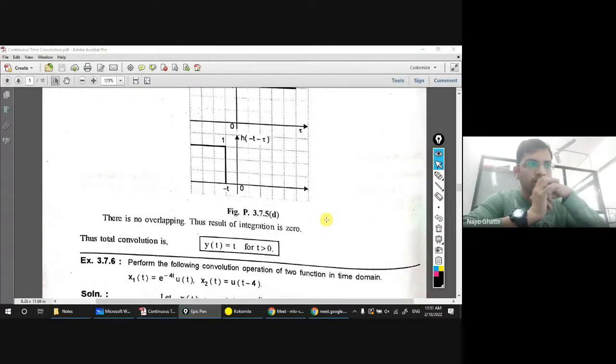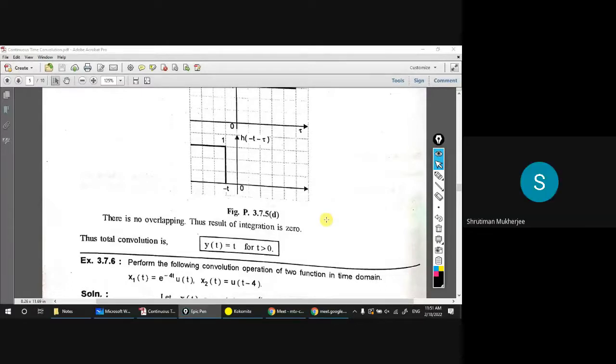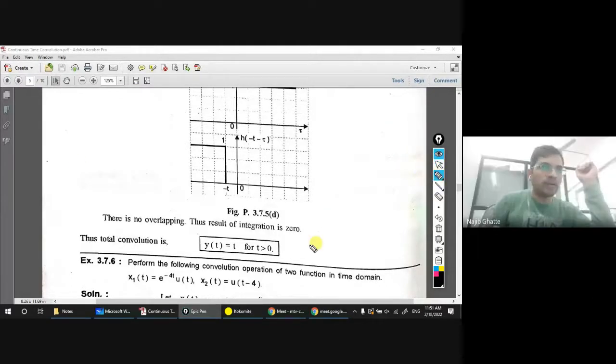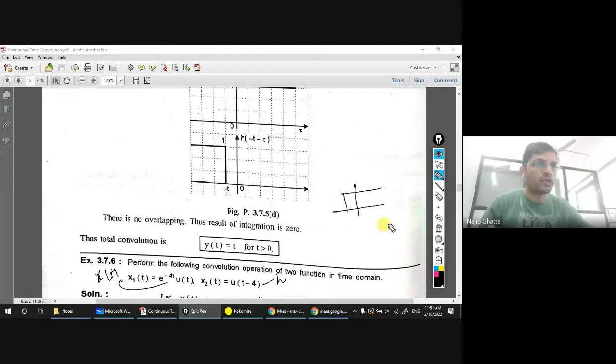कौन है सिंपल? सिंपल कौन सा है सर? U of t minus 4. एग्जैक्टली, बिल्कुल सही बोला सर आपने. मैं इसको लेने वाला हूं h और मैं इनको लेने वाला हूं x. बिकॉज अगर मैं इसकी बात करता हूं, u of t minus 4, it is delayed version. It will look like this starting from 4, है ना, u of t minus 4 delayed version, and this is your e raised to minus 4t decaying.